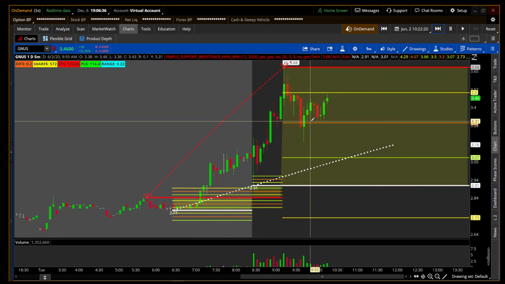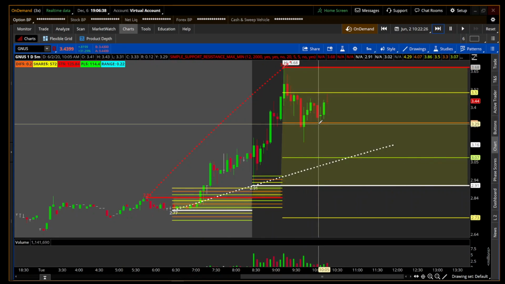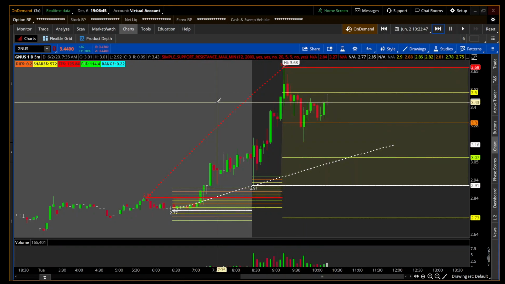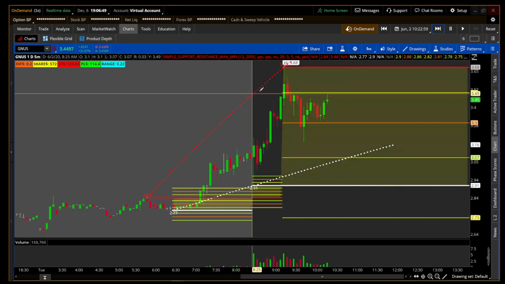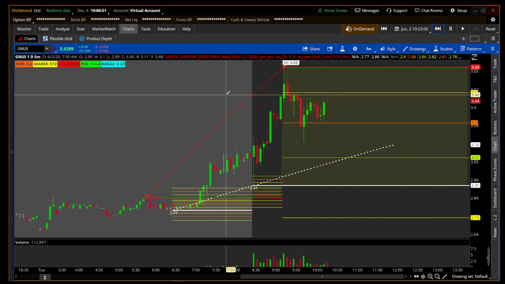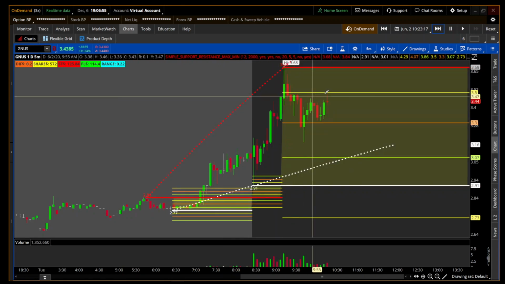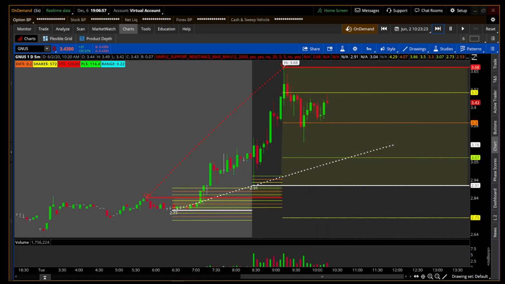It came down, tested this area of support, this fib level of 50, and this is that 7. I'm trying to think of what it is, the fib ratio, 7 something. But as you can see, it's hitting that fib level, and it's having some trouble getting above it.